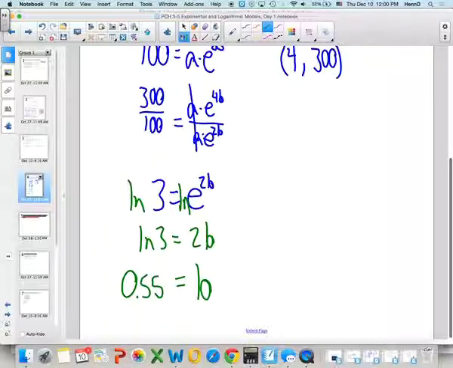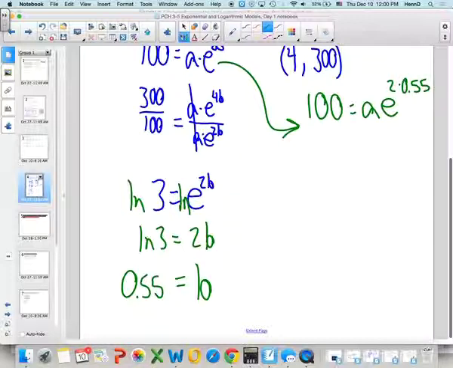So now we can come back here, use our 100 equals a times e to the 2 times b power, and figure out what a is. Now, if you don't round at all, you keep your whole answer in here, this is just a number, right? This actually equals 3. Okay, so it was set up nicely for us.